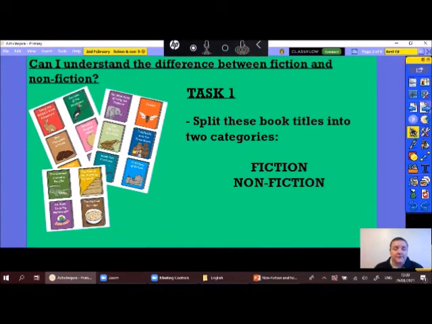Now, you can do this in different ways. If you are able to, you could print the sheets, cut out the pictures and stick them onto two pieces of paper. Or you could write down the titles of the books into two lists, or you could even draw the books if you want to onto two different lists. However you do it, you need to split them into fiction and non-fiction.